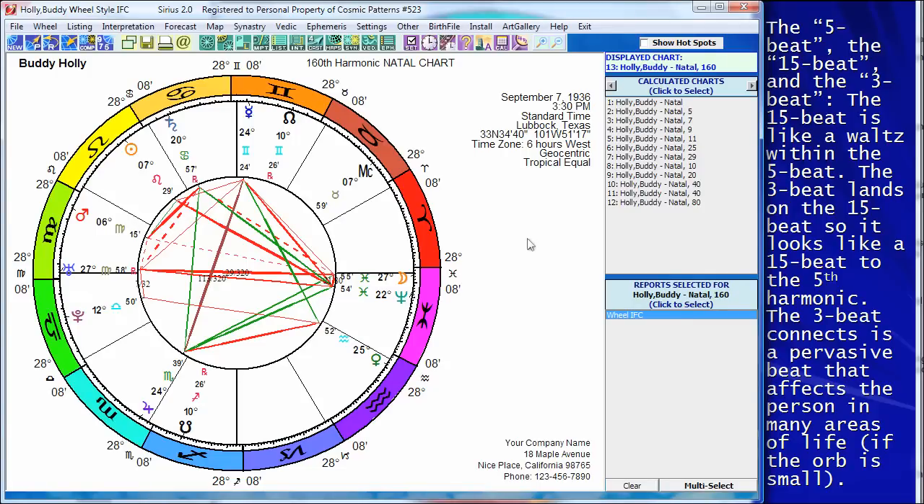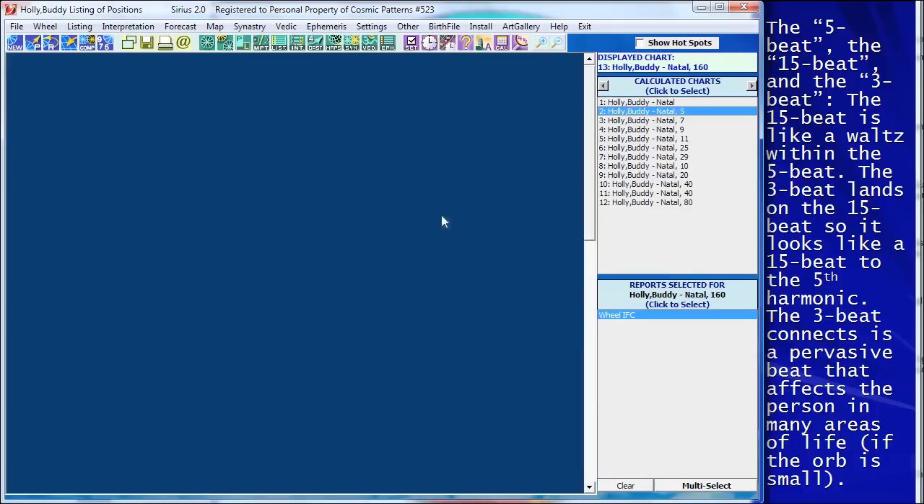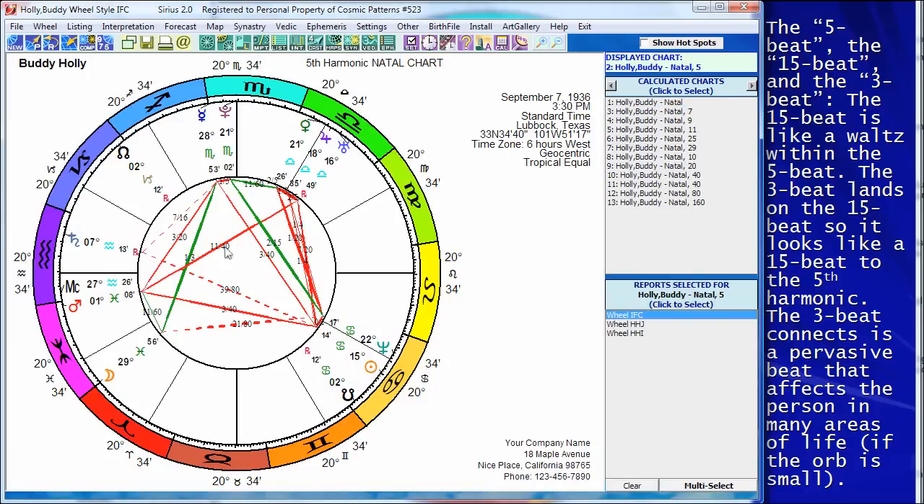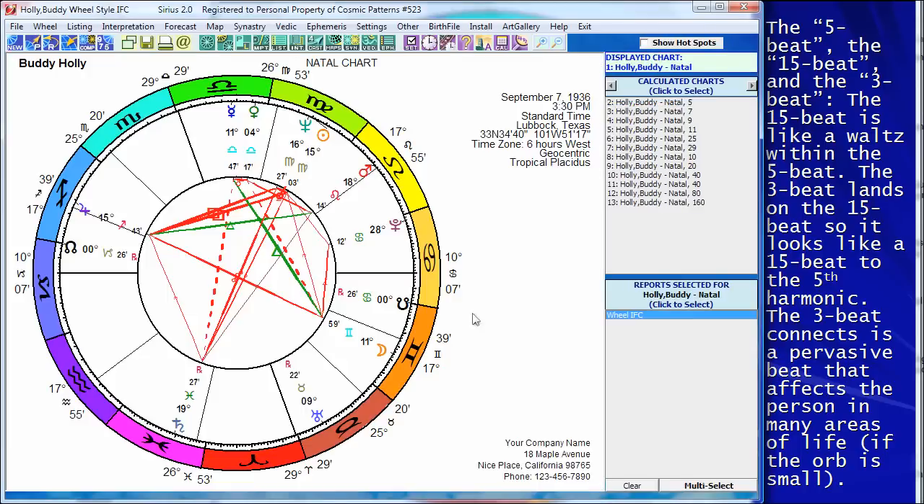So this 3/8 aspect, if I go back to his fifth harmonic chart, this 3/8 aspect has a small enough orb that it stays within orb of higher harmonics. That's what happens with our moon trine Mercury. Let's think about that again. When we look at this moon trine Mercury in his natal chart, because the orb is so small, only 12 minutes, it stays within orb.